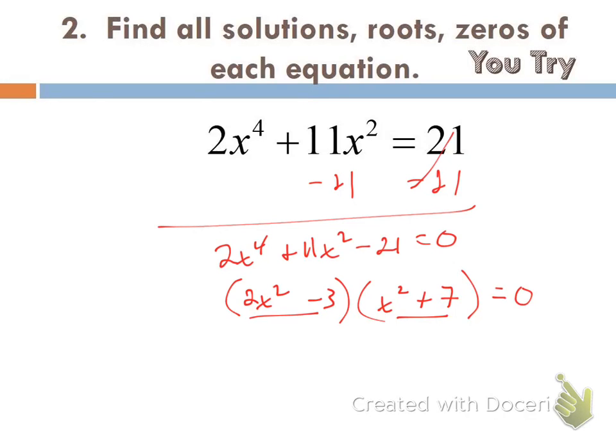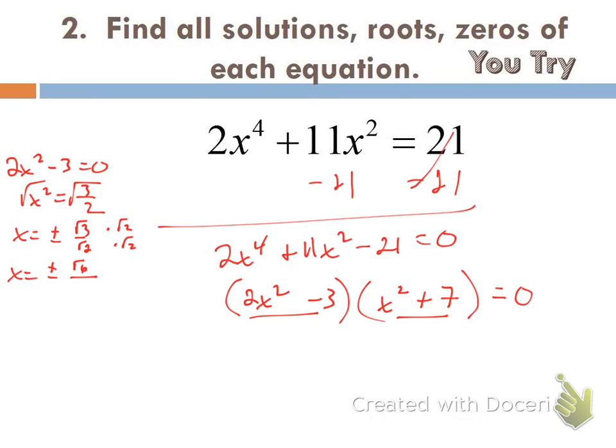So what we do is we set our factors equal to 0. 2x squared minus 3 equals 0. We can use the square root method because there's no b term. So you add 3, divide by 2, and you get x squared equals 3 halves. Square root, and so we go plus or minus. Then we split this up into the square root of 3 over the square root of 2. But we can't have that radical in the denominator, so multiply the numerator and denominator by the square root of 2. And we get the square root of 6 over the square root of 4, or just 2. Right? So that's the first guy.